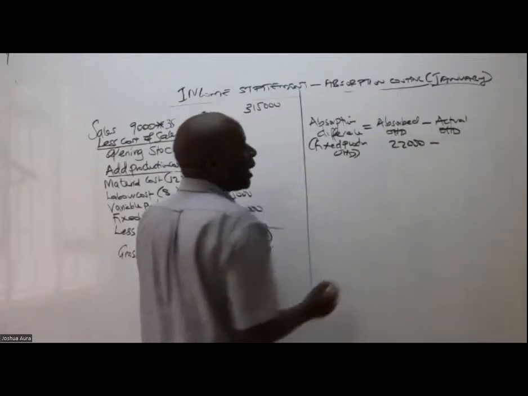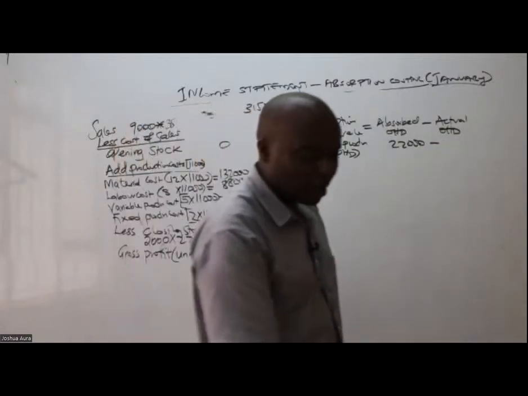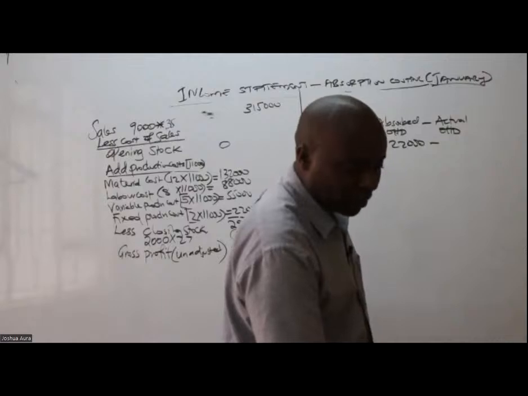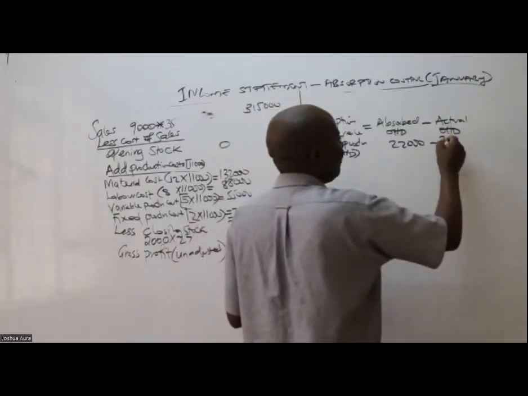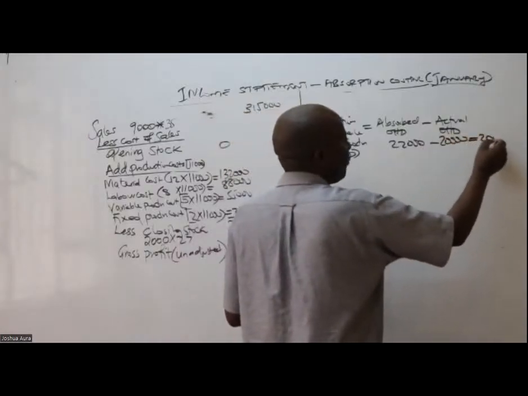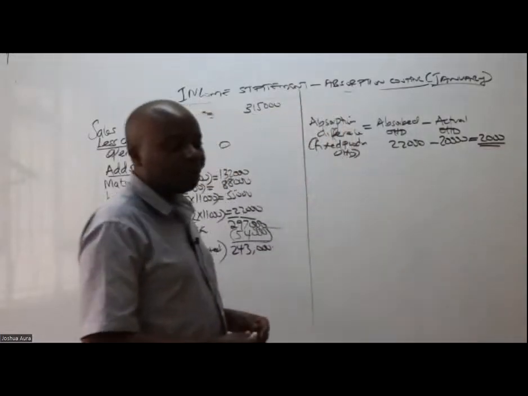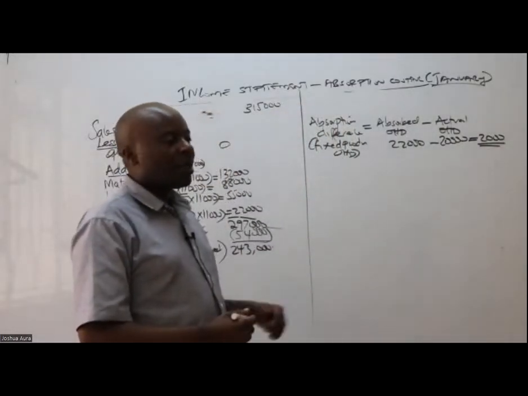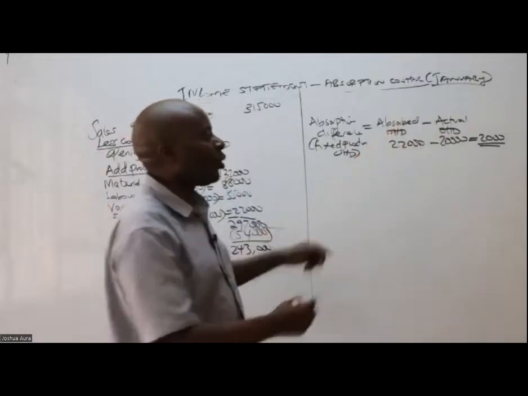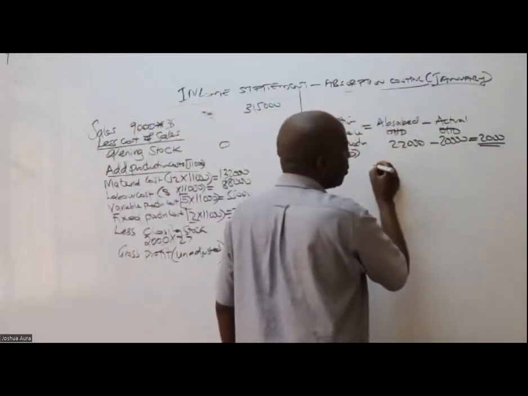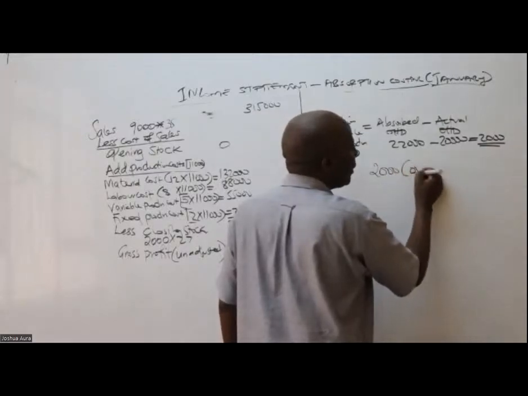So you can see here the fixed production overhead we absorbed was 22,000. And then when you check the budgeted overhead for a month, it is 20,000. So you take 22,000 minus 20,000. So then this will give us a difference of how much? A difference of 2,000 bob. I can see the absorbed is more than the actual. This is what we call over absorption. So this is 2,000 over absorbed.